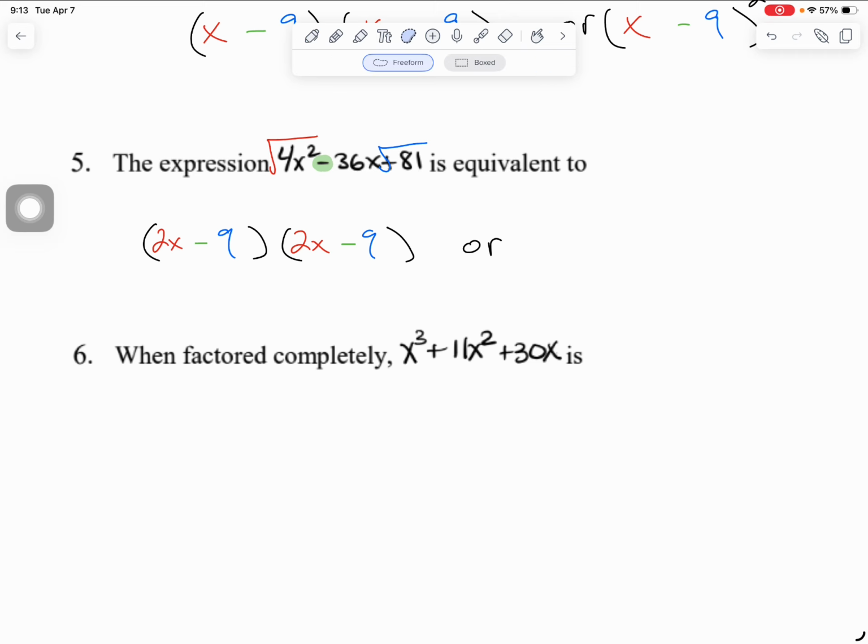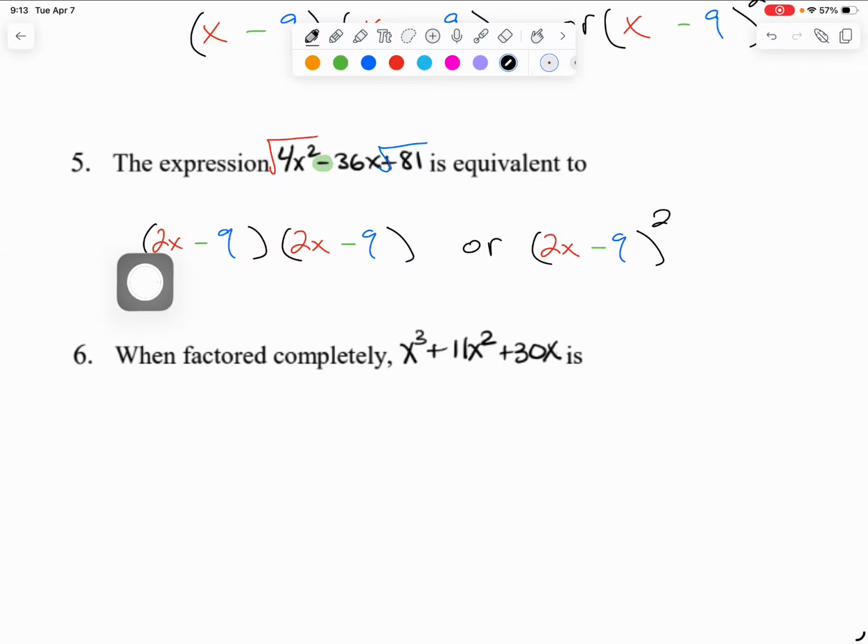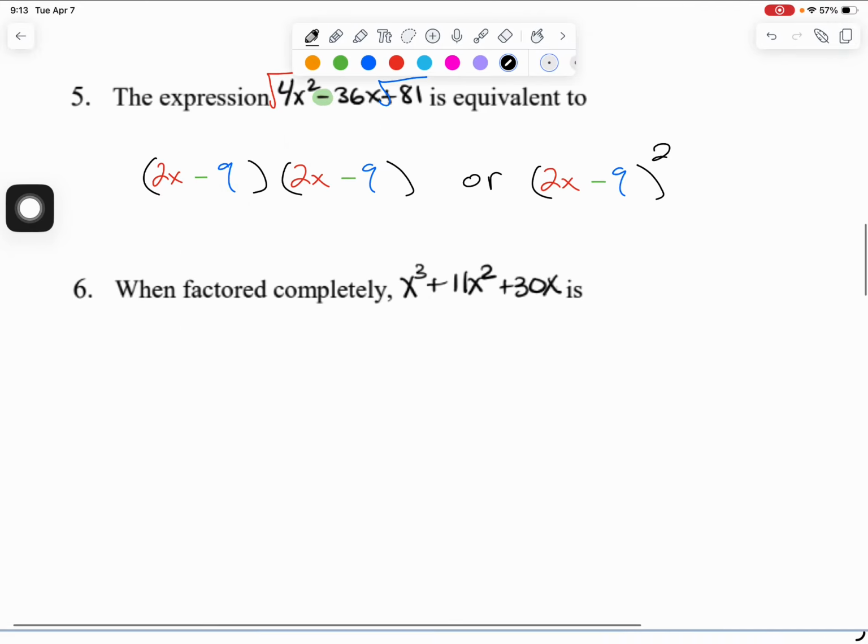Or your answer choice might look like this. I'm not too sure what they're going to give us. 2x minus 9 squared. All right, 2 times negative 9 is negative 18. Negative 18 plus negative 18 gives us our negative 36.